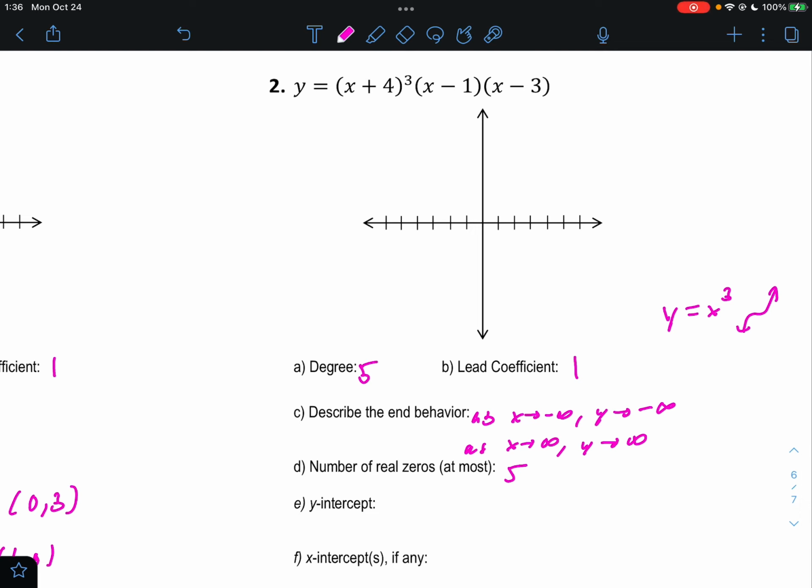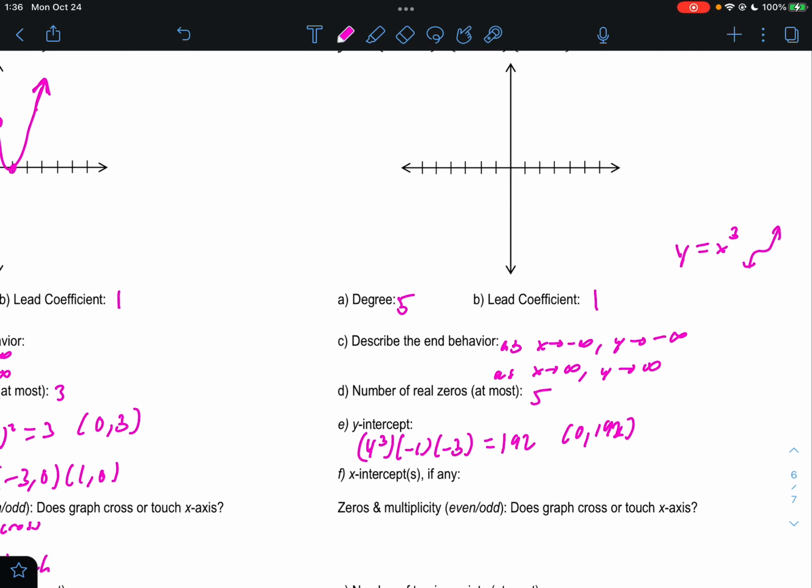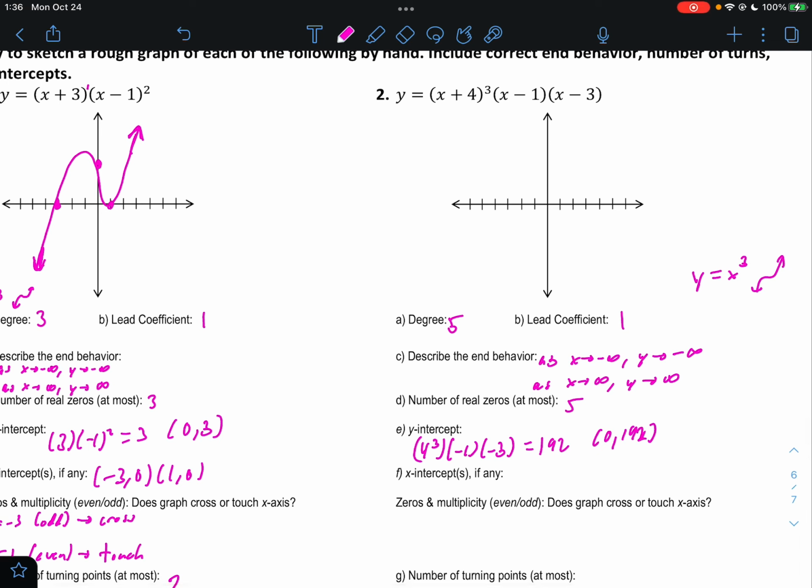The y-intercept, if you put 0 in for that, you would get 4 cubed times negative 1 times negative 3. So that's 64 times 3, essentially, which is 192. So 0, 192. The x-intercepts would be negative 4, 0, 1, 0, and 3, 0.